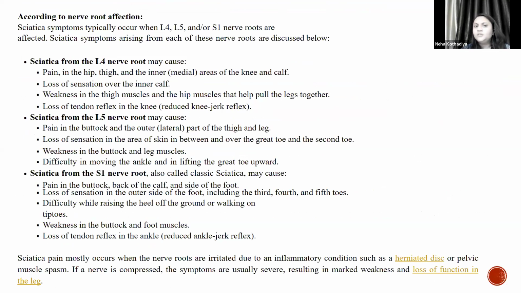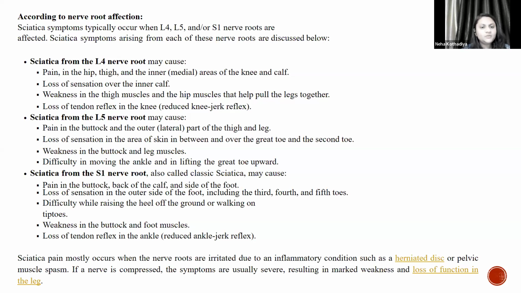According to the nerve root affected, the sciatica pain differs. If the L4 nerve root is involved, pain in the hip, thigh, and medial areas is present, along with loss of sensation over the inner thigh, weakness in the thigh muscle and the hip muscle that helps pull the legs together, and loss of the knee reflex.